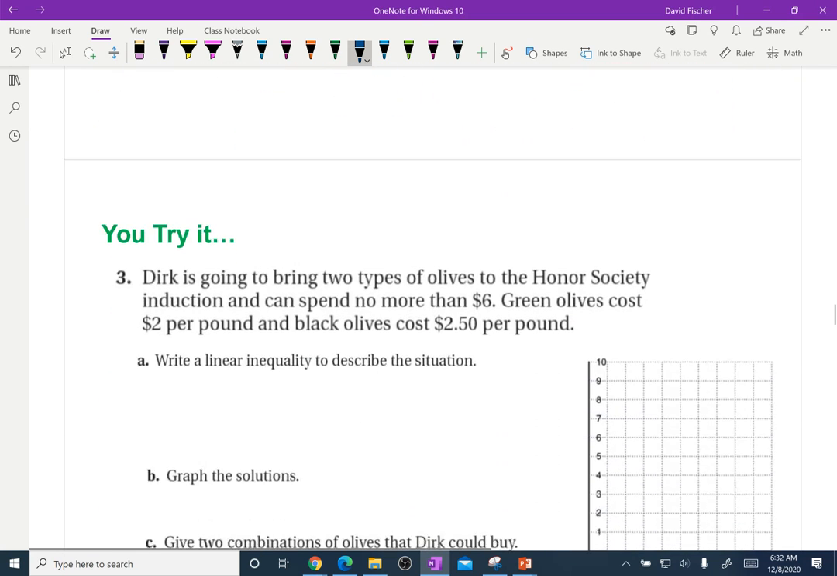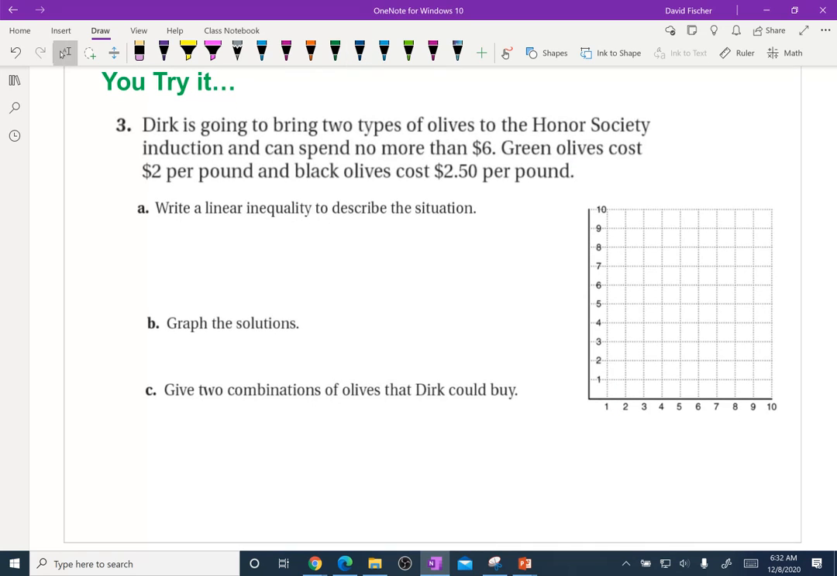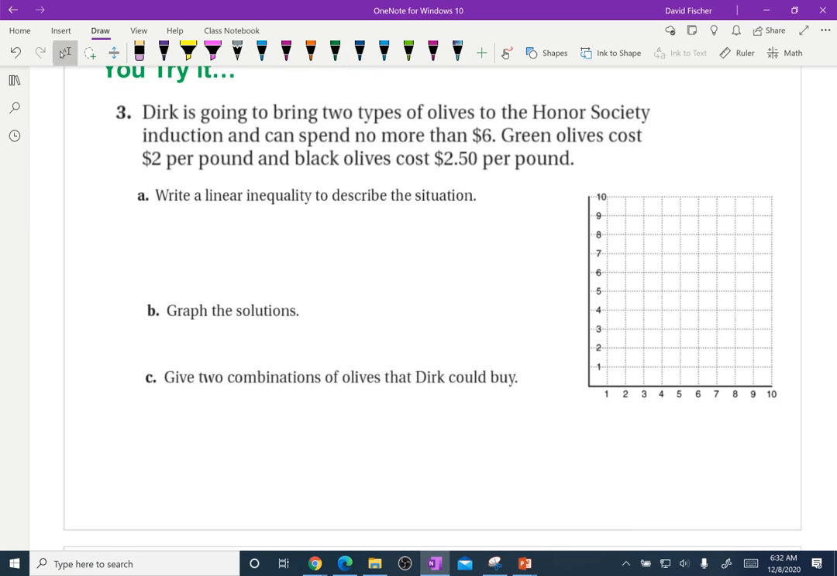All right, now you have an example here as well. We're bringing 2 types of olives to the Honor Society induction. They can spend no more than $6. So there's my total, $6. I want to have some amounts over here. You're going to buy green olives, so let's put green olives down here on the x-axis. And I want to buy black olives, so let's put this on B for black over here.